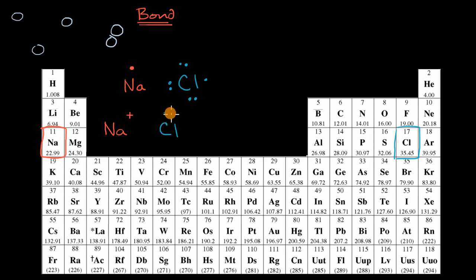So it's going to become a chloride anion. Anion is a negative ion. It's a sodium cation, a positive ion. Ion means it's charged. And now it's a chloride anion. So it has the valence electrons that it had before. And then you can imagine that it gains one from the sodium, and now it has a negative charge.